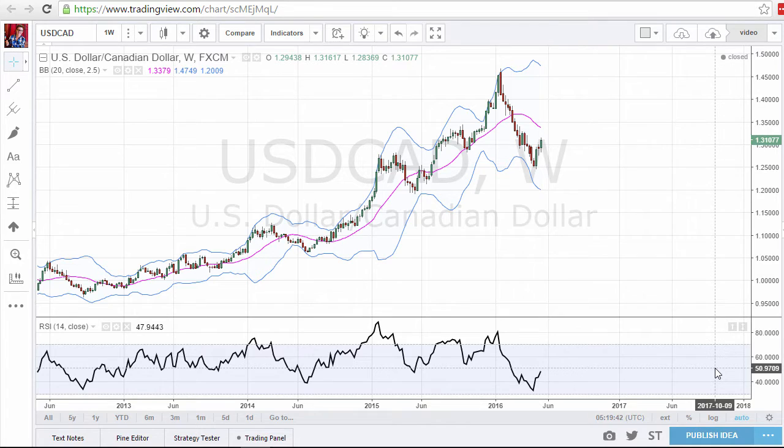Today we take a look at the higher time frame perspective as it's Sunday and we are getting ready for a new week. So I picked two markets. Today we first take a look at the US dollar Canadian. This is the weekly chart.